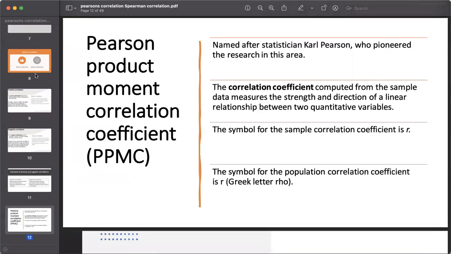Pearson product moment correlation coefficient, named after statistician Karl Pearson, who pioneered the research in this area. The correlation coefficient computed from the sample data measures the strength and direction of a linear relationship between two quantitative variables. The symbol for the sample correlation coefficient is r. The symbol for the population correlation coefficient is ρ, the Greek letter rho.